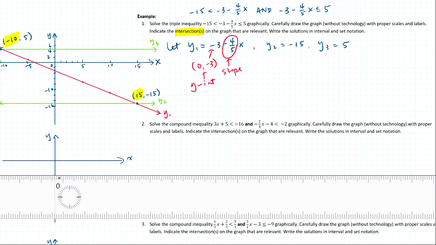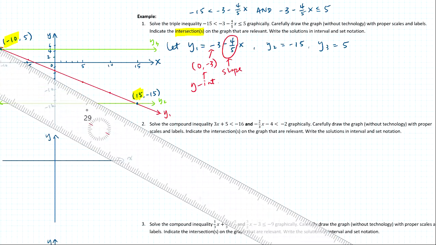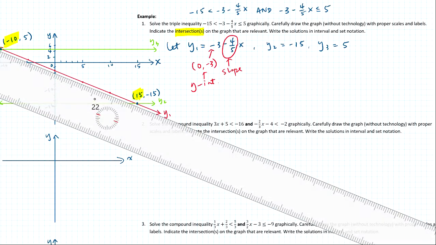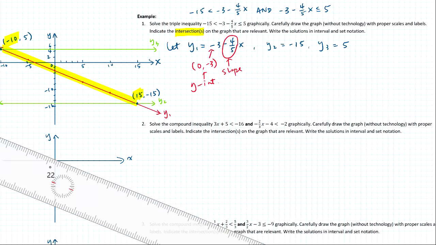Now if I want to find the part of y1, negative 3 minus 4 over 5x, that's between negative 15 and 5, that really tells me that I'm focusing on this little section of the red line over here. That's a part that meets the restriction. But in particular, we don't want it to include negative 15 over here. So when we write the solution, we want to exclude the endpoint of positive 15. And because we have this entire interval, we can write out the solution in set notation first.